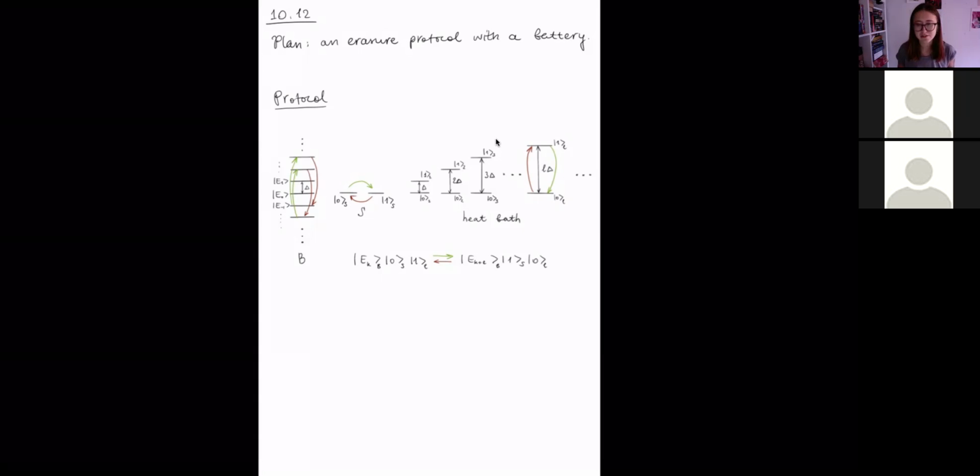So first, let us briefly outline the setting and see what we can do with this setting. Essentially, in this protocol, we're looking at three systems.